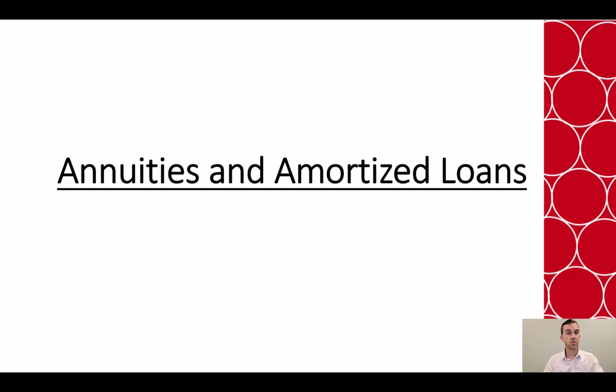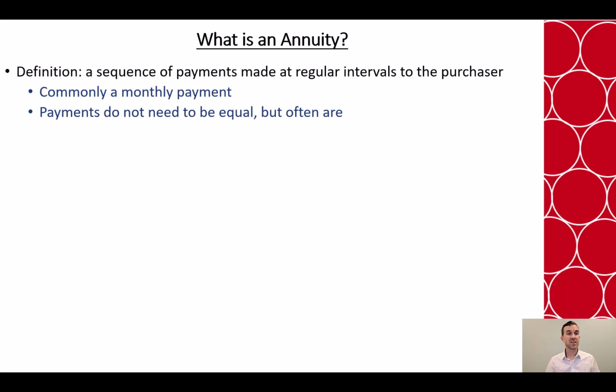In this video, we'll look at annuities and amortized loans. Now, let's start with those terms. An annuity is a sequence of payments that are made at regular intervals to a purchaser. Often this is happening on a monthly basis, and often those payments are equal, even though they may not have to be. Annuities, again, are what are being paid to you.